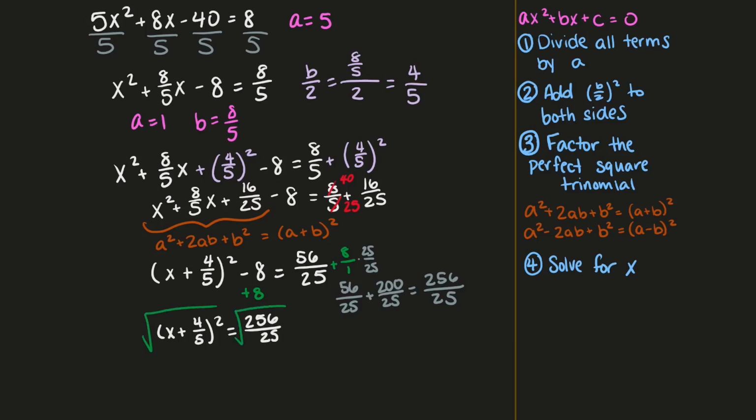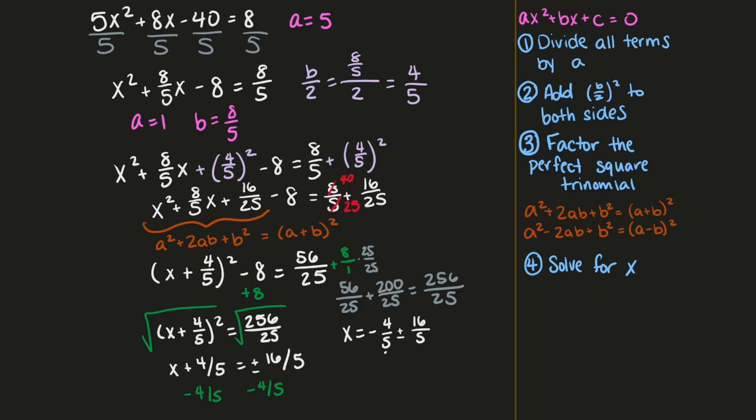So we'll take the square root of both sides. On our left side, we're left with x plus 4 over 5. And on our right side, we have positive and negative. The square root of 256 is 16, over the square root of 25, which is 5. So we are able to simplify that. We'll subtract 4/5 from both sides. Now here, this means we get x equals negative 4 over 5 plus or minus 16 over 5.